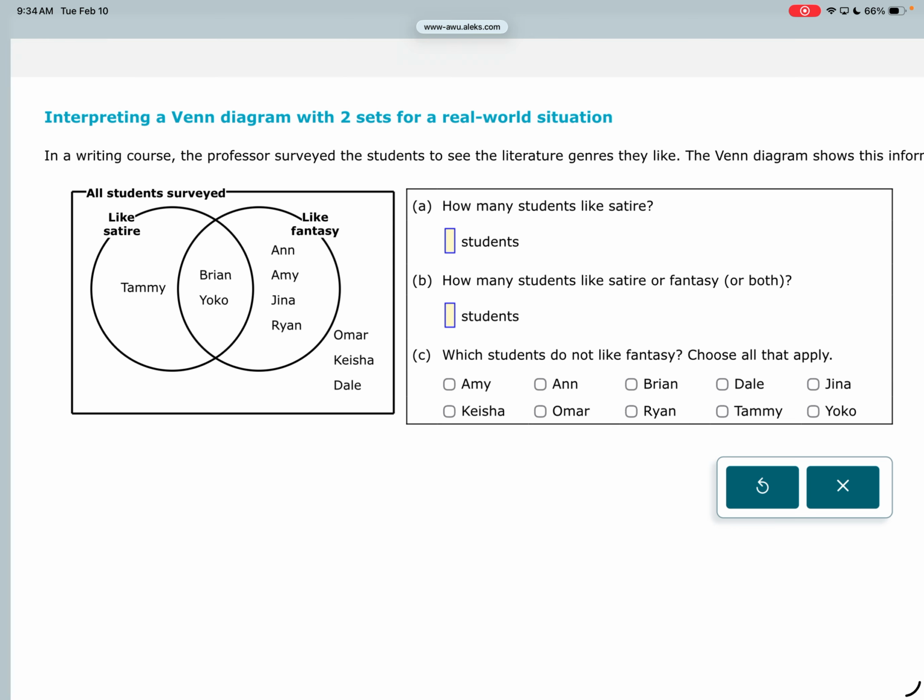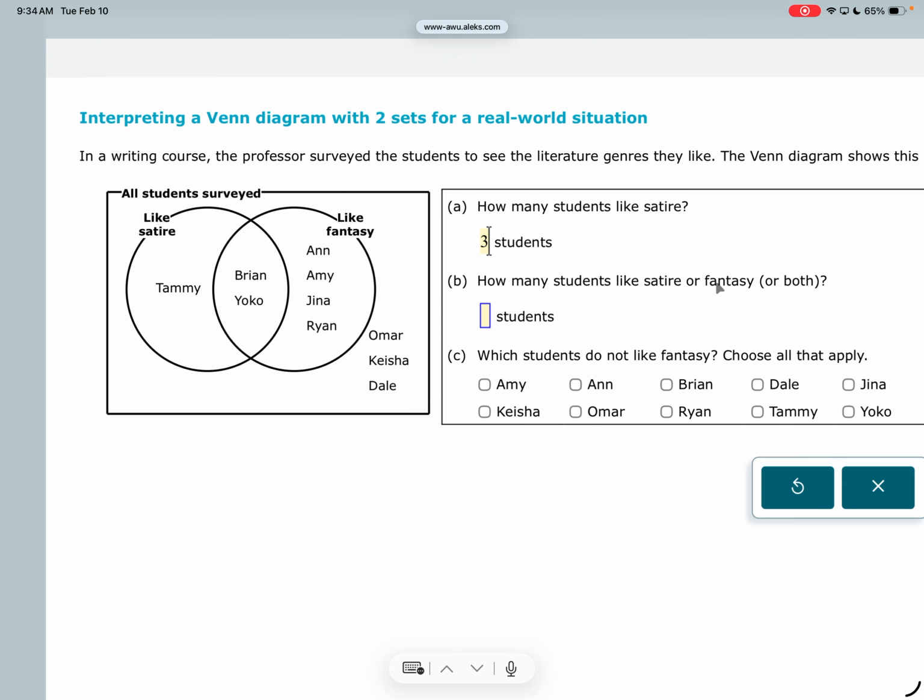And then almost all of these Venn diagrams have a rectangle to signify the people that are outside the circles. So these don't like satire or fantasy. When it says how many students like satire, you are going to count all three. You do count the ones that like fantasy too, because if you ask the people that like satire and fantasy, they would say, yeah, I like fantasy or satire. So that answer is 3.